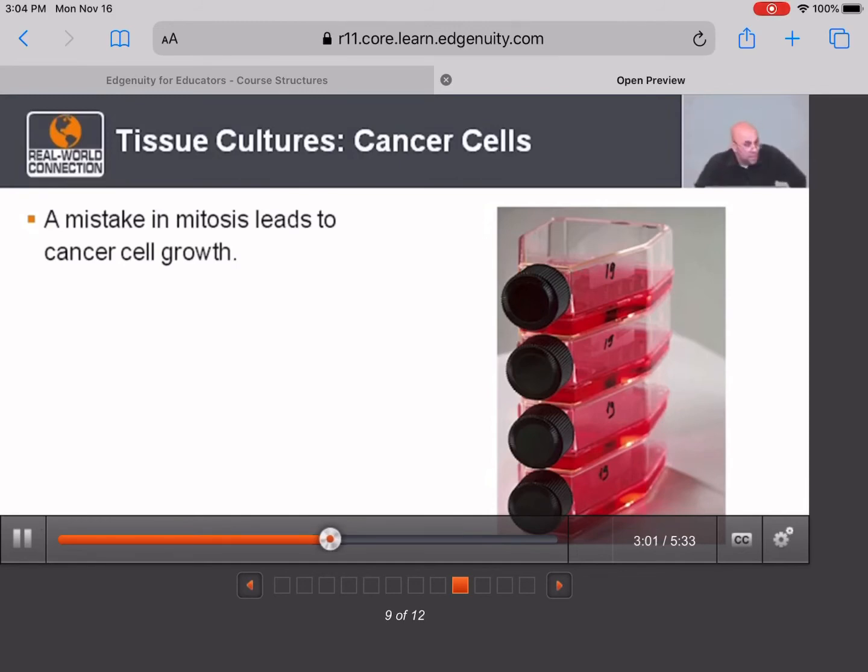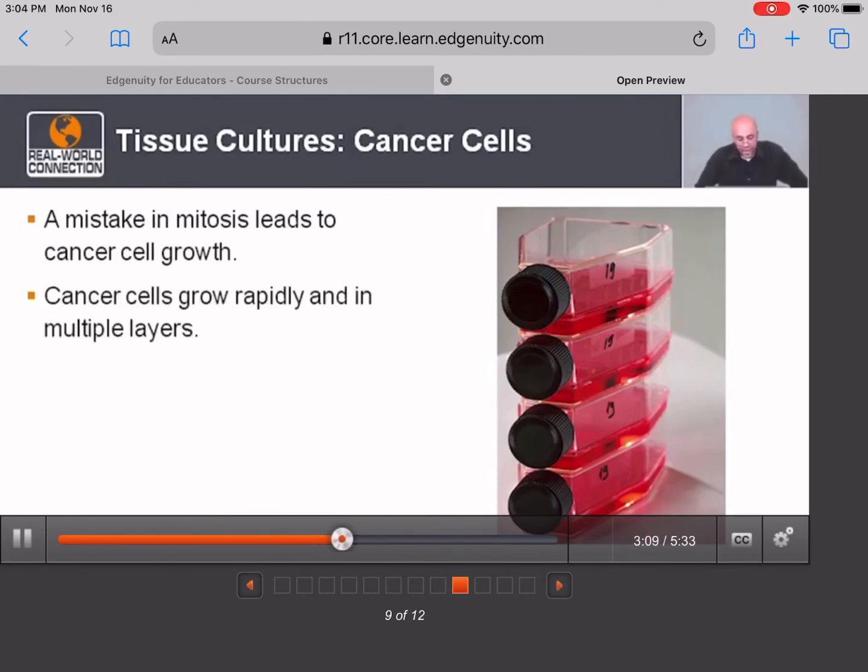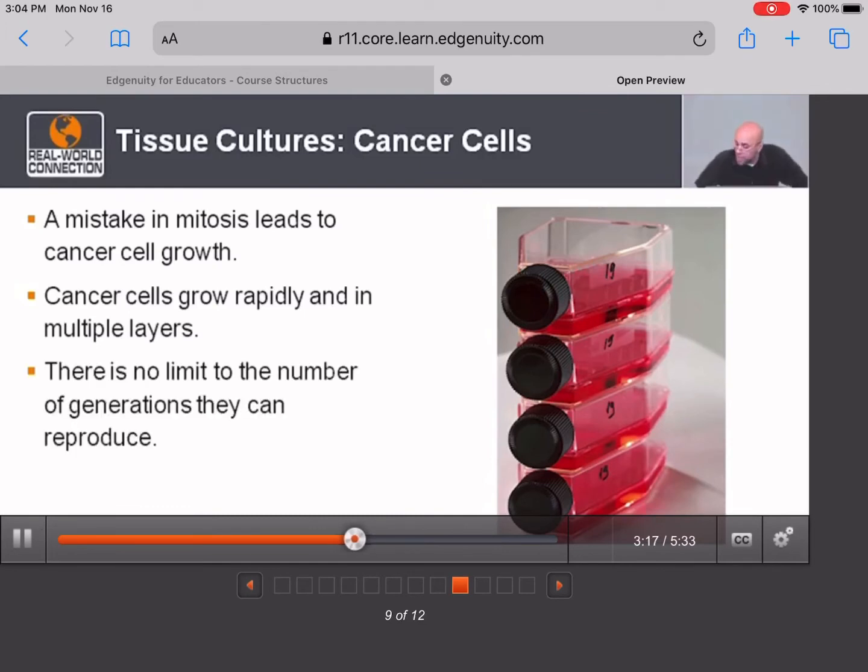Understanding how the mitosis of normal cells works allows scientists to use tissue cultures to study cancer cells. When cancer cells are grown in a sterile medium, they reproduce rapidly and form multiple layers. There is not a limit to the number of generations they can reproduce. Remember, healthy cells stop after 20 to 50 mitotic divisions. Cancer cells continue to grow without stopping.